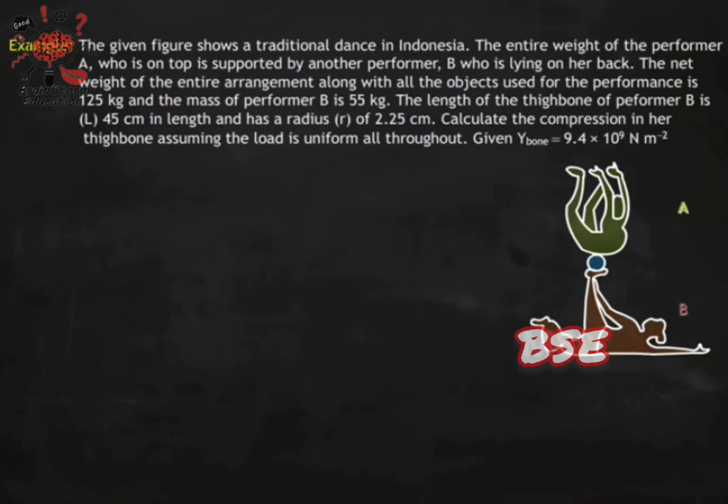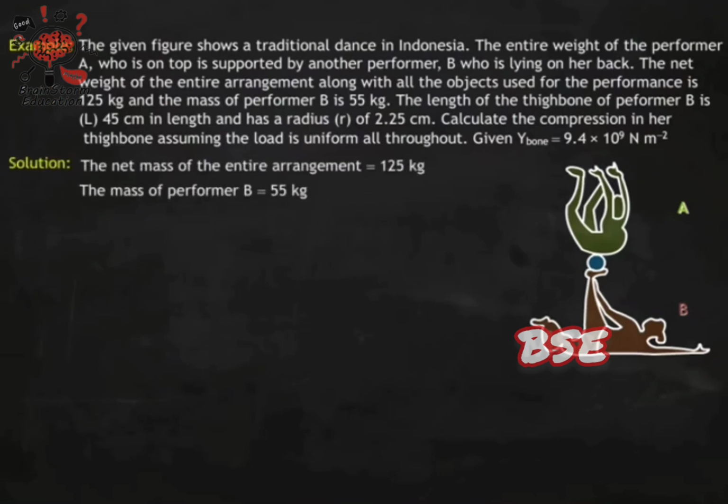The length of the thigh bone of performer B is L, 45 centimeters, and has a radius R of 2.25 centimeters. Calculate the compression in her thigh bone, assuming the load is uniform all throughout. Given Y_bone equals 9.4 × 10^9 newtons per meter square. Solution. The net mass of the entire arrangement equals 125 kgs. The mass of performer B equals 55 kgs.